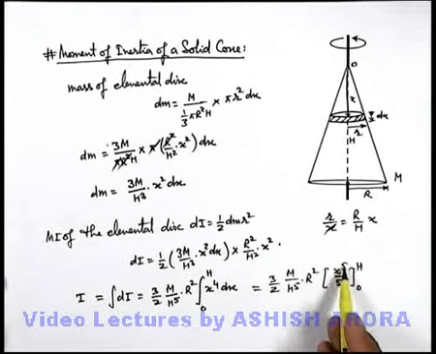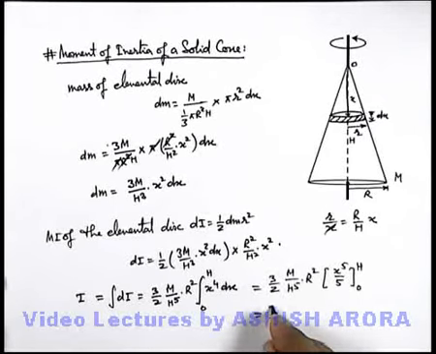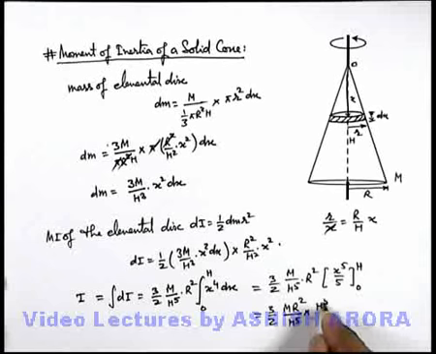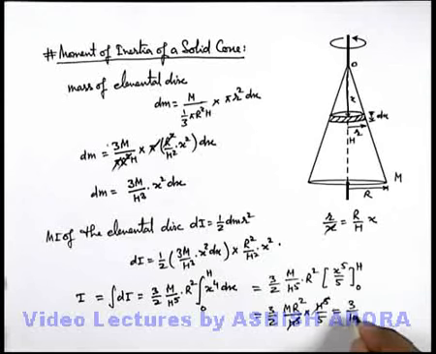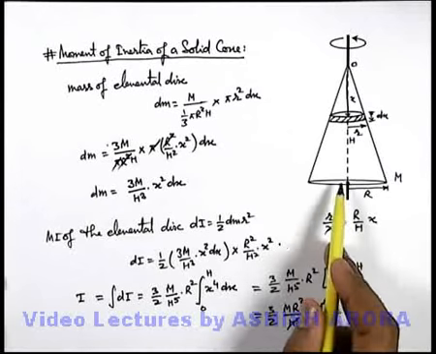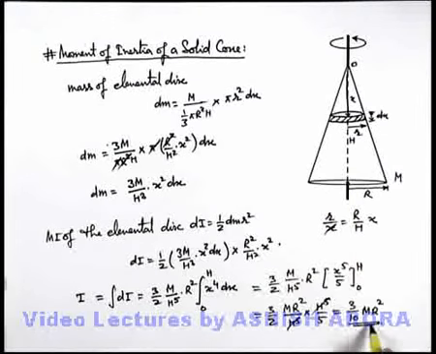So this will be h to power 5 by 5 minus 0. So here we'll be getting 3 by 2 mR square upon h to power 5 into h to power 5 by 5. This gets cancelled out and the result we'll be getting is 3 by 10 mR square. This is the result for the moment of inertia of a solid cone about its central axis.